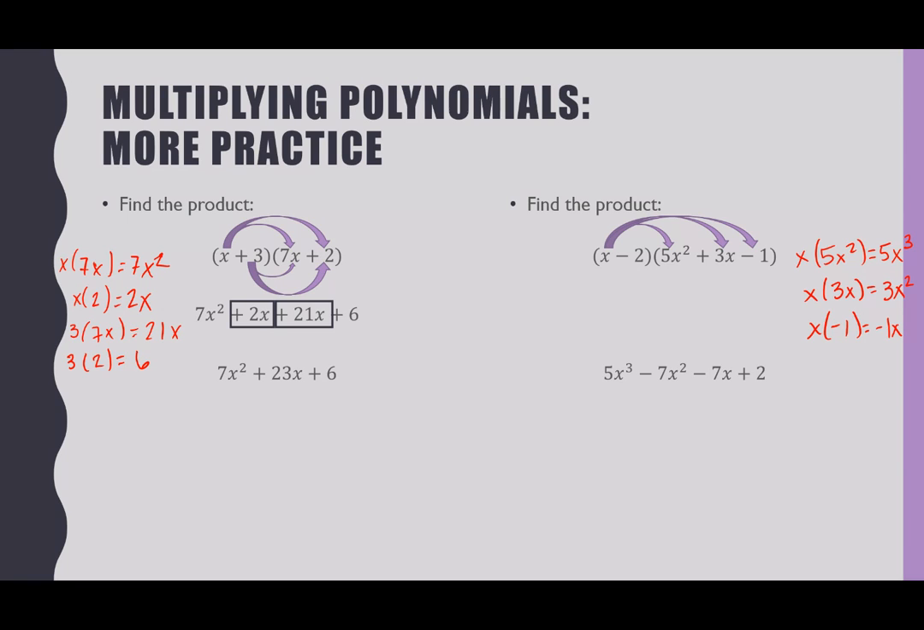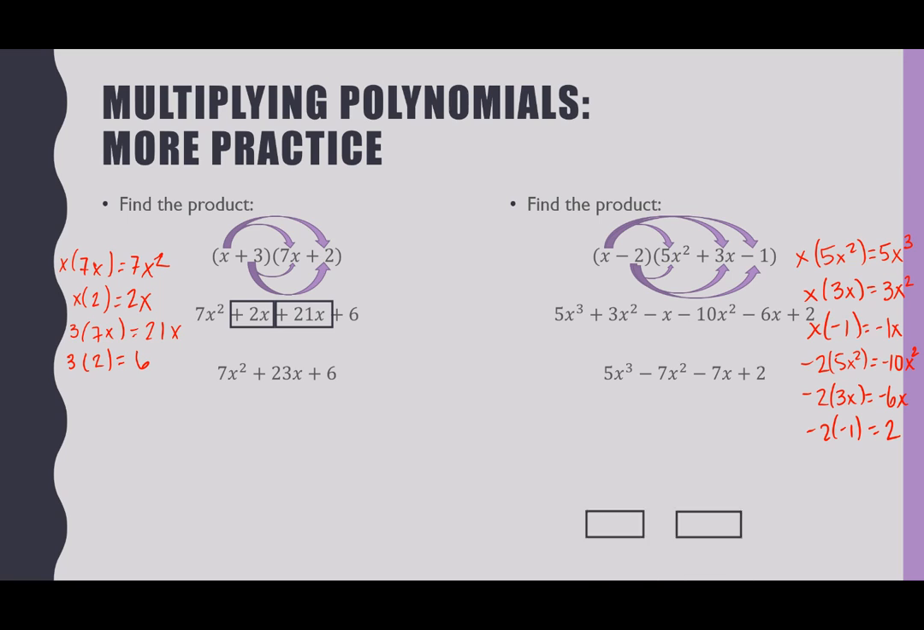Okay, then I distribute the second term in the first set of parentheses to each term in the second set of parentheses, and that would look like this. Negative 2 times 5x squared and negative 2 times 3x, negative 2 times negative 1. And so the results are negative 10x squared, negative 6x, and positive 2, negative times negative. Written out horizontally, here are all 6 of my terms.